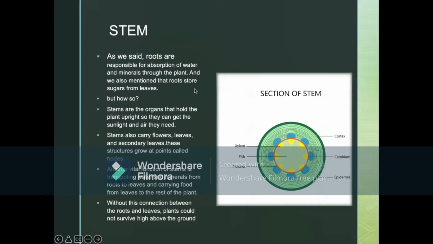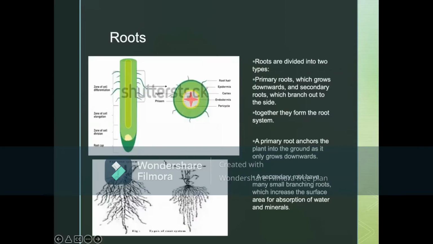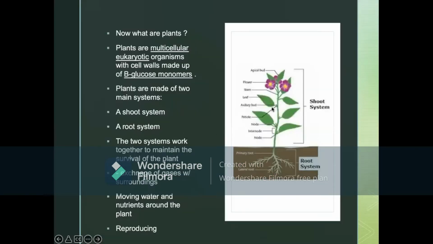But how so? This is all because of the stem and the presence of the stem, which holds the plant upright so that they can get the sunlight and air they need. The stems also carry flowers, the leaves, and the secondary leaves, and the point at which these structures grow is called the nodes. As you can see in this picture, this is the node, where the structures are connected to the stem.